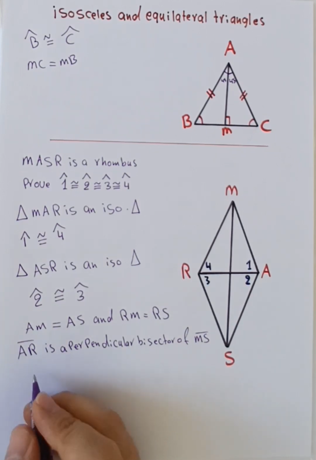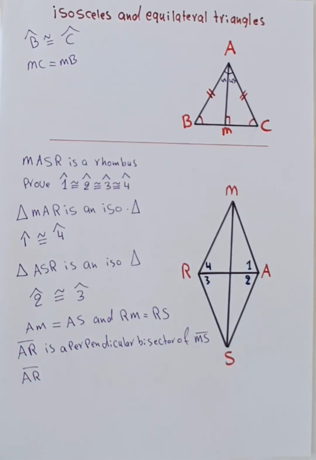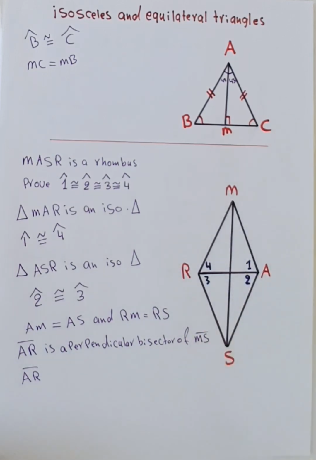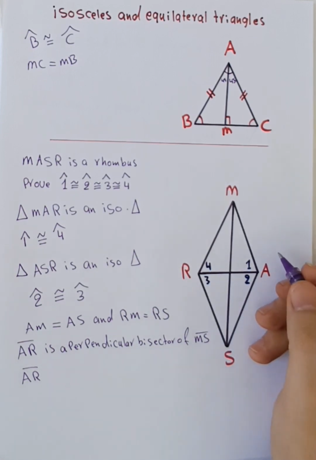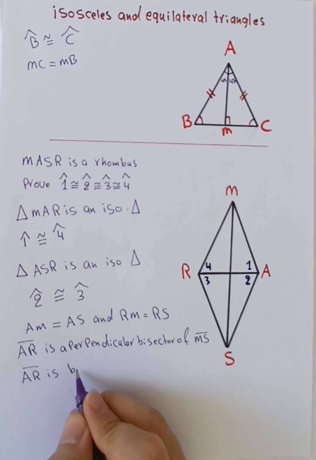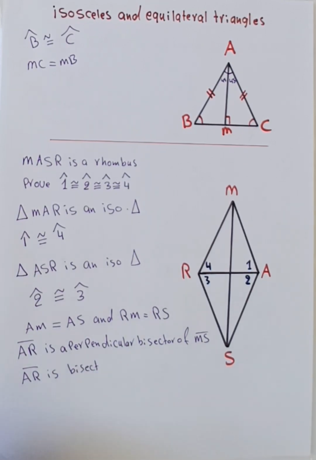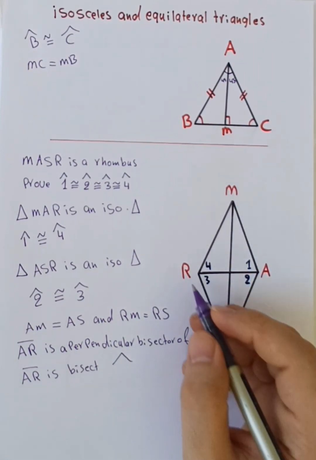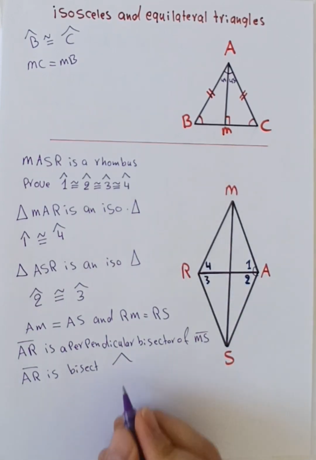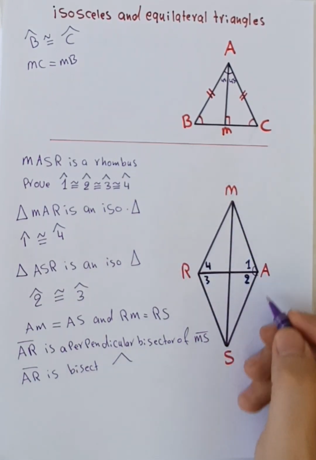So we can say AR bisects the angle MAS. AR or RA bisects this angle MAS.